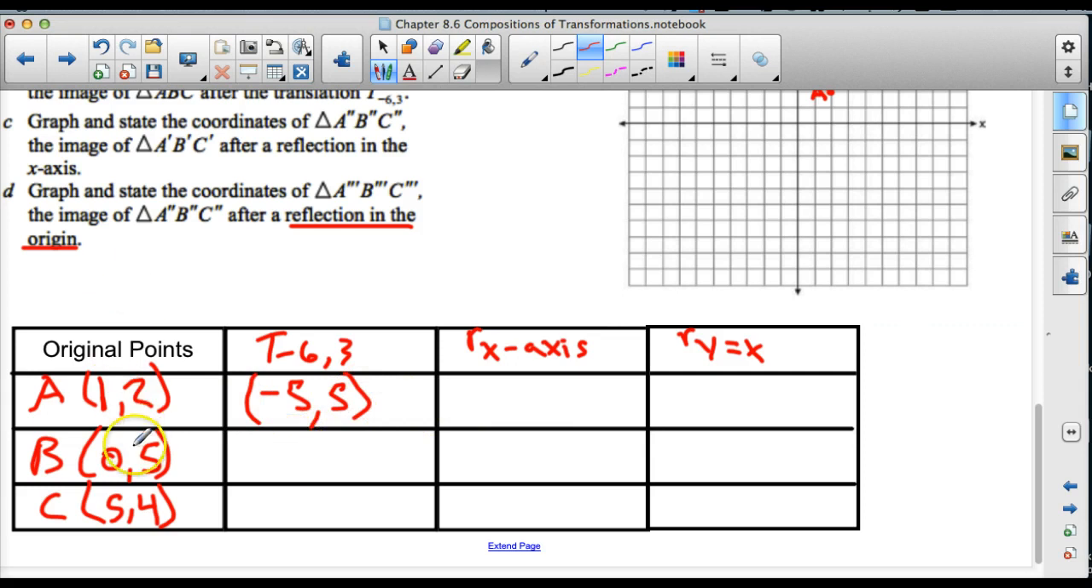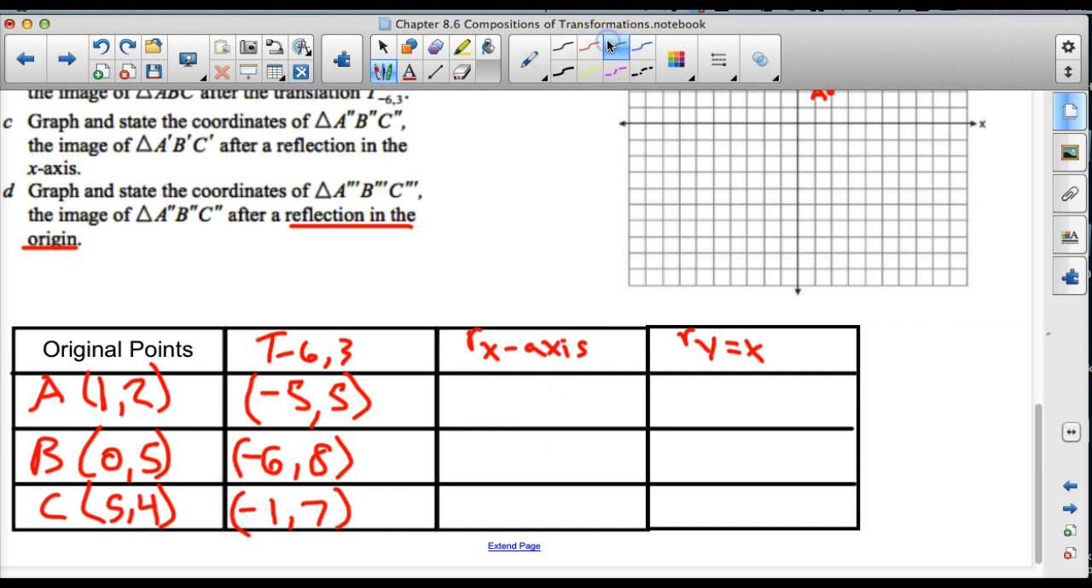Same thing for B. We're going to take 0 and subtract 6. So now we have negative 6. We have negative 6, and we have 5 plus 3, which is 8. And then we have 5 minus 6, which is negative 1. And 4 plus 3 is 7. Awesome. Now I move on to the next column.